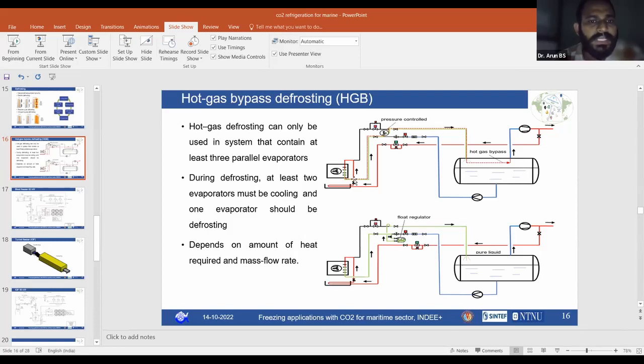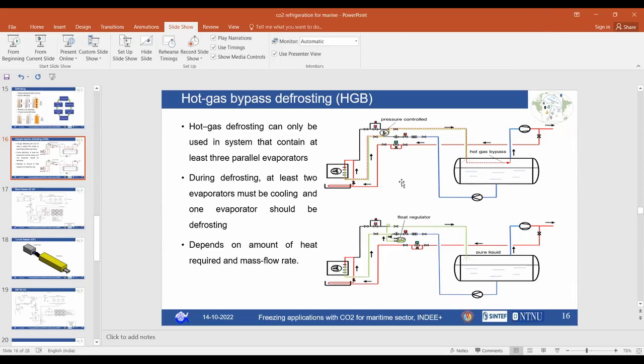When the hot gas enters the evaporator, whatever ice or frost is deposited on the evaporator coil will melt down. There will be a heat exchange, and this hot gas will get condensed. It won't be fully liquid, but a partially liquid vapor mixture will be formed, and that will go back to the liquid receiver. So that's a simple mechanism that is used in the seafood industry.